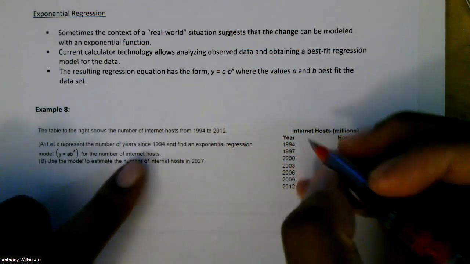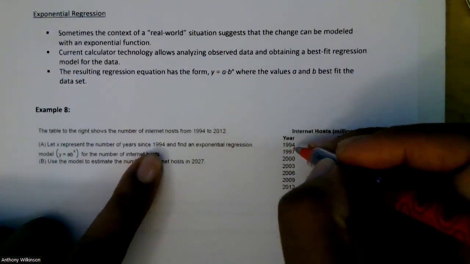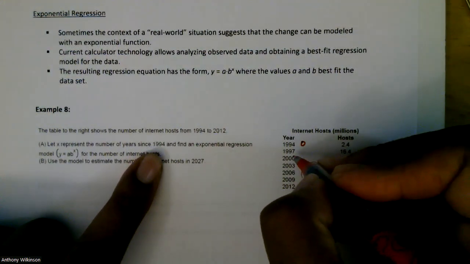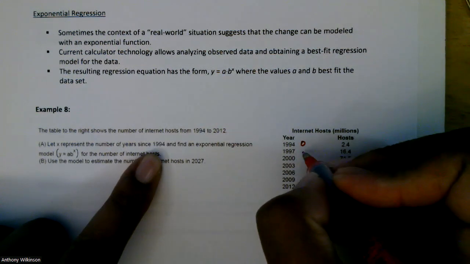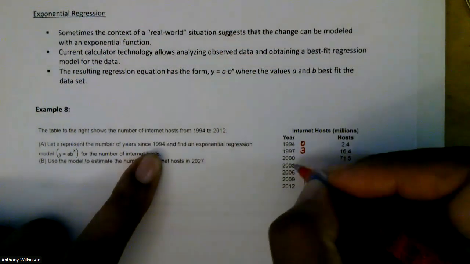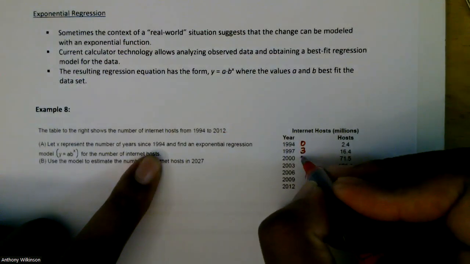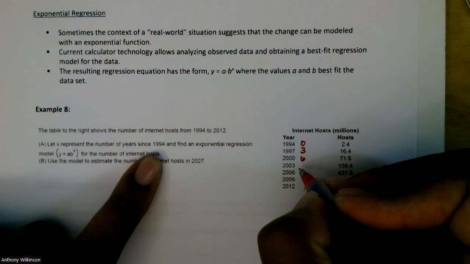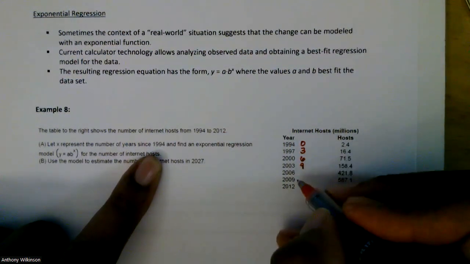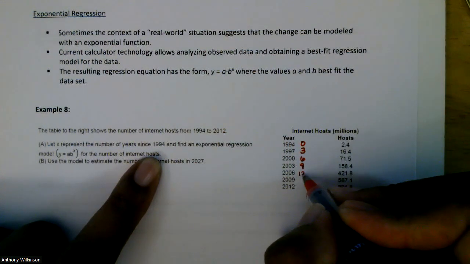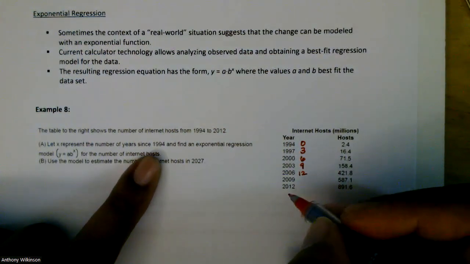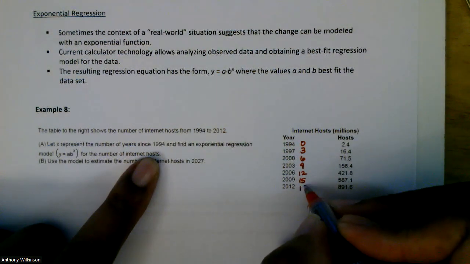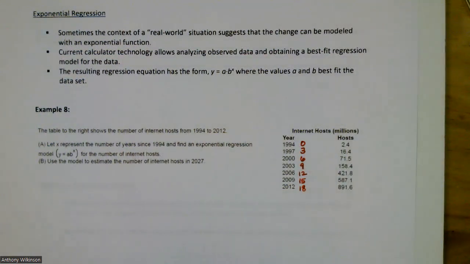And what I mean by that is this. 1994 minus 1994, for this one, it will be 0. 1997 minus 1994, that's 3 years off. 2000 minus 1994, that's 6. 2003 minus 1994 would be 9. 2006 minus 1994, that would be 12. 2009 minus 1994 would be 15. And then 2012 minus 1994 would be 18.